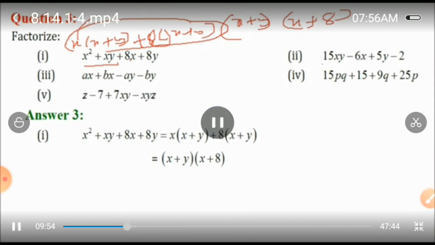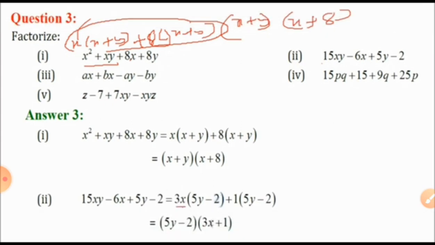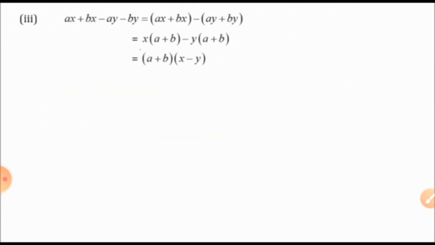Okay. Look at the second one. 15xy minus 6x plus 5y minus 2. Correct. So 3x from the first terms and then 2 will be left. Second one only 1, because I want to make it 5y minus 2. Already 5y minus 2 is there. That means 1 is a common factor for both terms. Afterward, this one, 5y minus 2, gives you 3x plus 1.